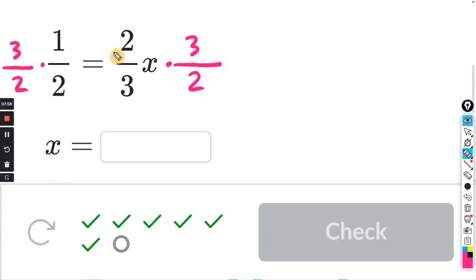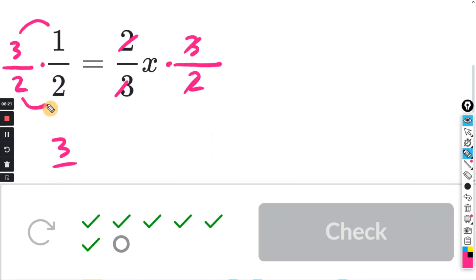Now these are all multiplied, so you can cancel top and bottom, 3 over 3, 2 over 2, and we're left with the x. On the left-hand side, 3 times 1 is 3. And on the denominators, 2 times 2 is 4. And that equals x.